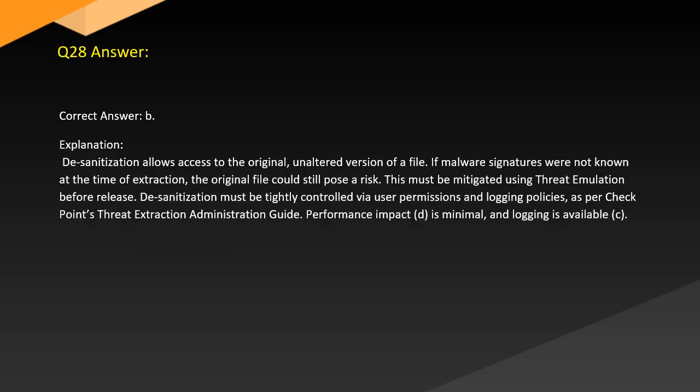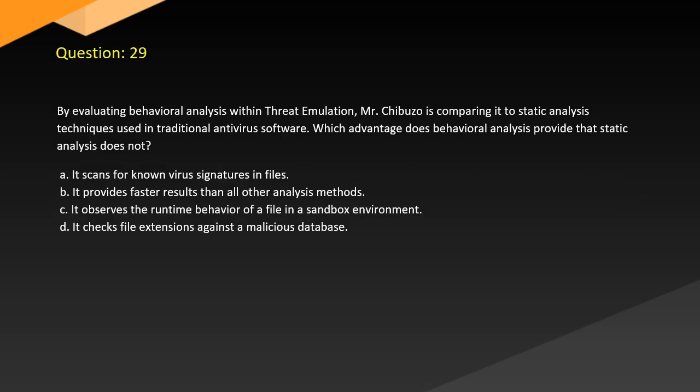Answer. Correct answer: B. Explanation. Desanitization allows access to the original unaltered version of a file. If malware signatures were not known at the time of extraction, the original file could still pose a risk. This must be mitigated using threat emulation before release. Desanitization must be tightly controlled via user permissions and logging policies, as per Check Point's Threat Extraction Administration Guide. Performance impact, option D, is minimal. Logging, option C, is available.